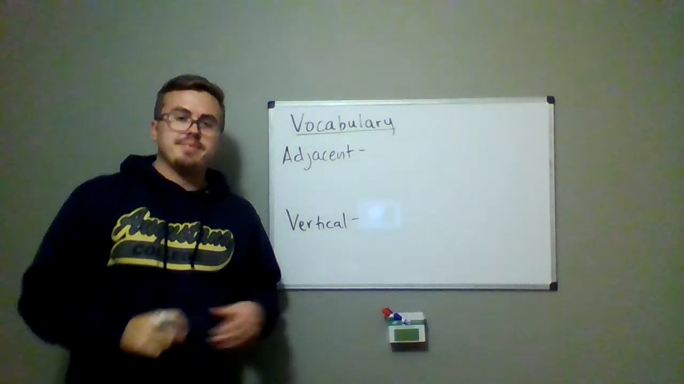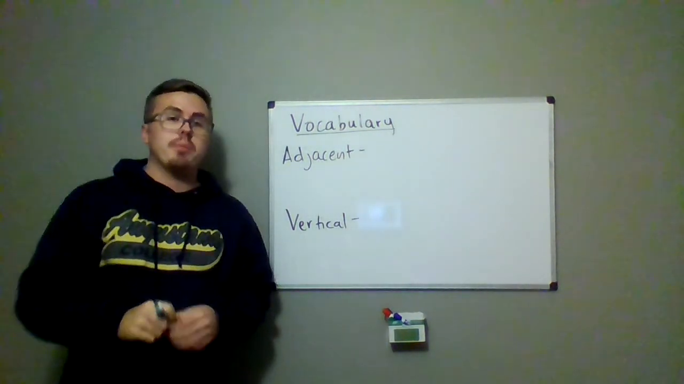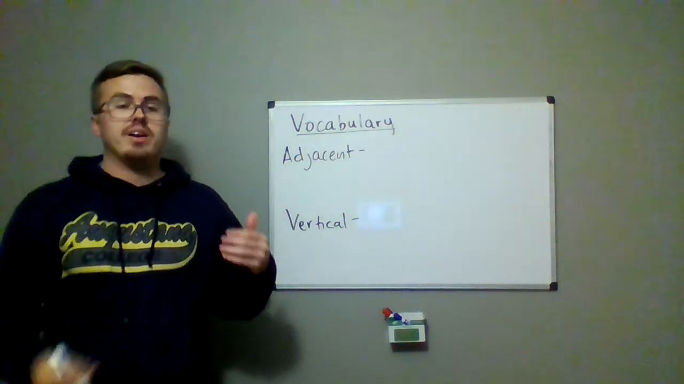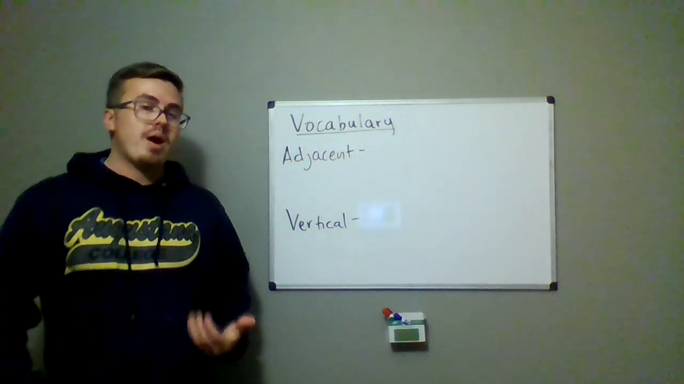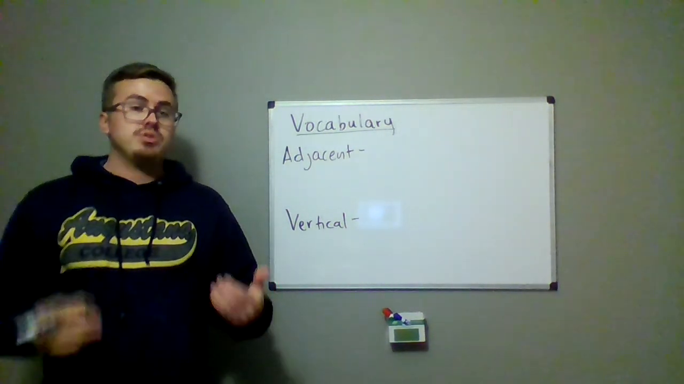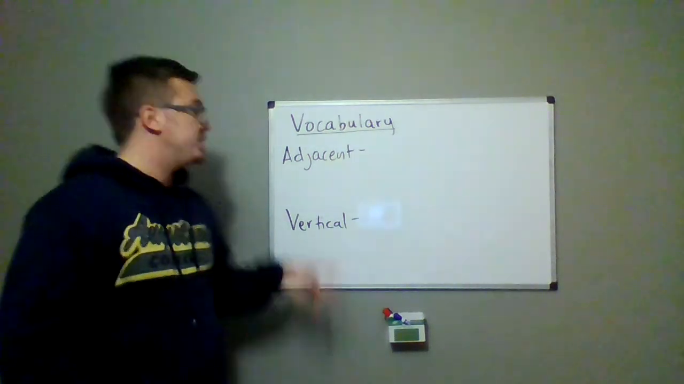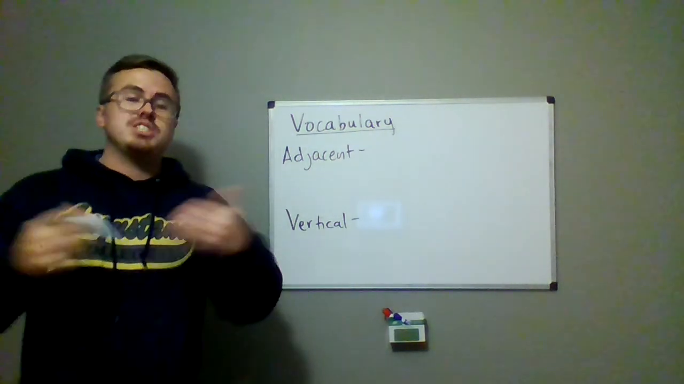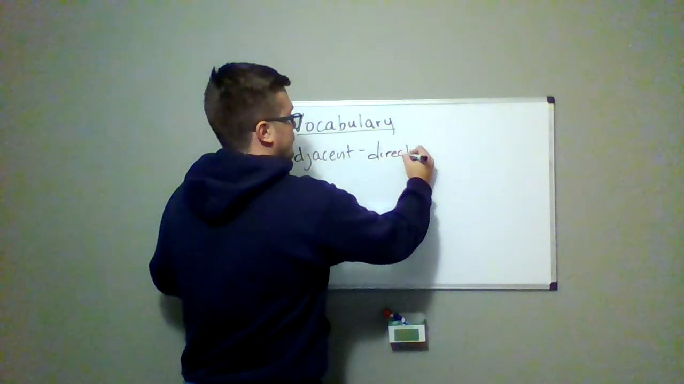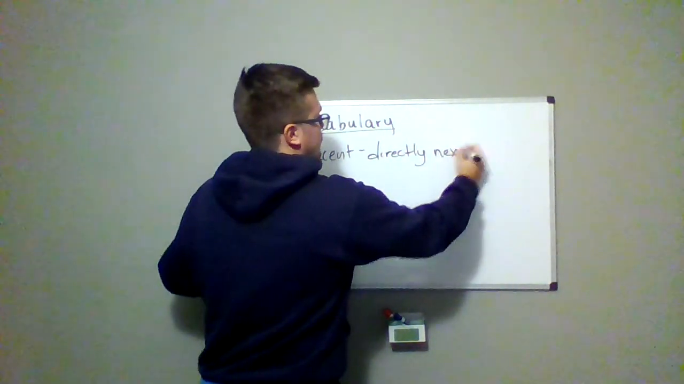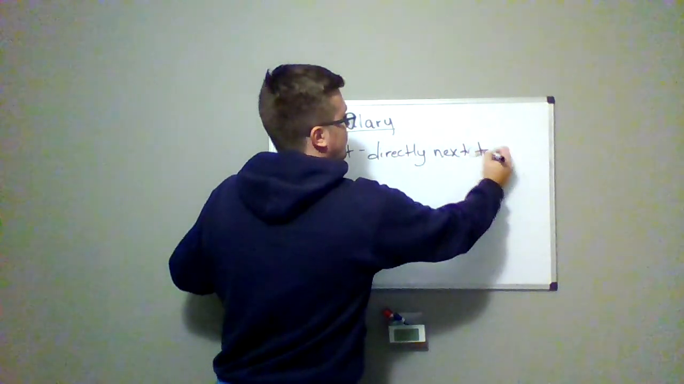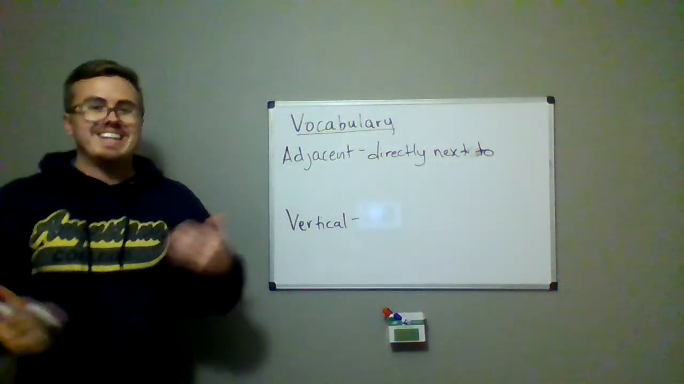All right, the next two definitions that I want to look at are about adjacent angles and vertical angles. And adjacent is another one where if you've been doing the Delta Math, you've probably already encountered that word. And if you've encountered it, you might know what it already means. But adjacent just means that it's directly next to. So two angles that are directly next to each other.